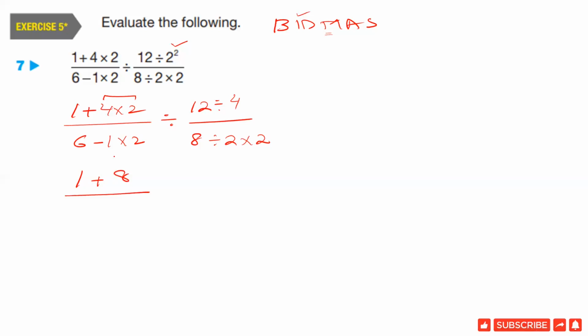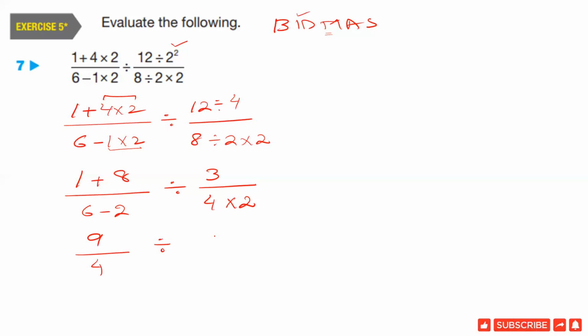Down when we look here in the denominator, we have again multiplication. So 6 minus 2, because 2 times 1 is 2. We keep this one as it is. 12 divided by 4 will be 3. Down here you check 8 divided by 2 is 4 times 2. Now we solve 8 plus 1 is 9. Divided by 6 minus 2 is 4.